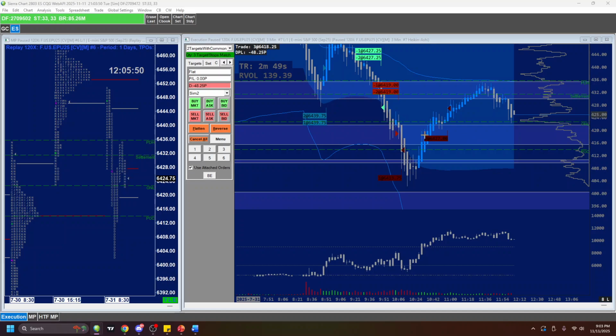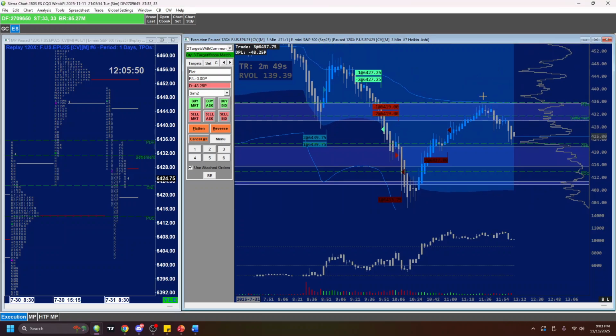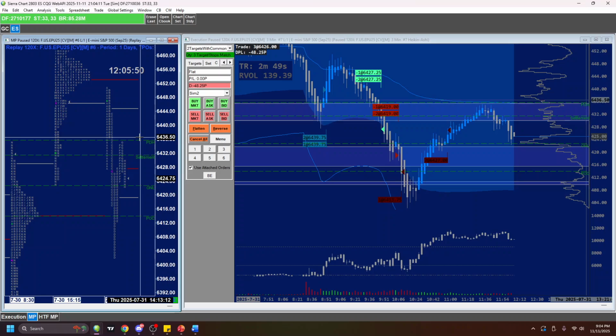So the point is, if you look over here on the execution chart, this level is the volume weighted average price, VWAP. You've got settlement right here. This level is also confluent with the prior day high. Okay, that's huge. That is a big level. Okay, prior day high and VWAP. And then also on top of that, check this out.